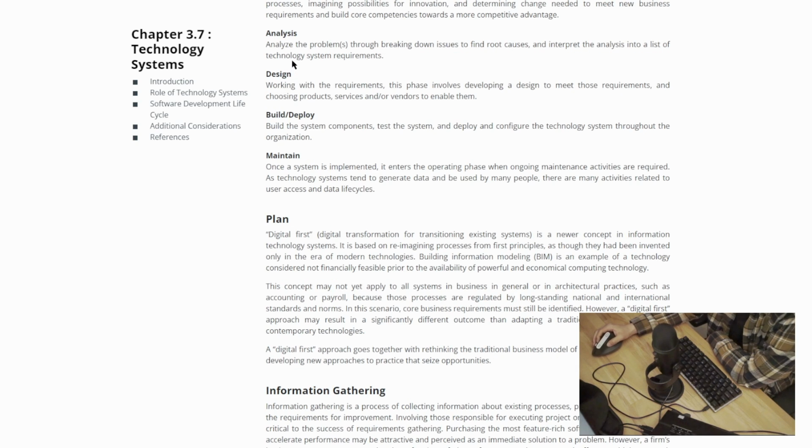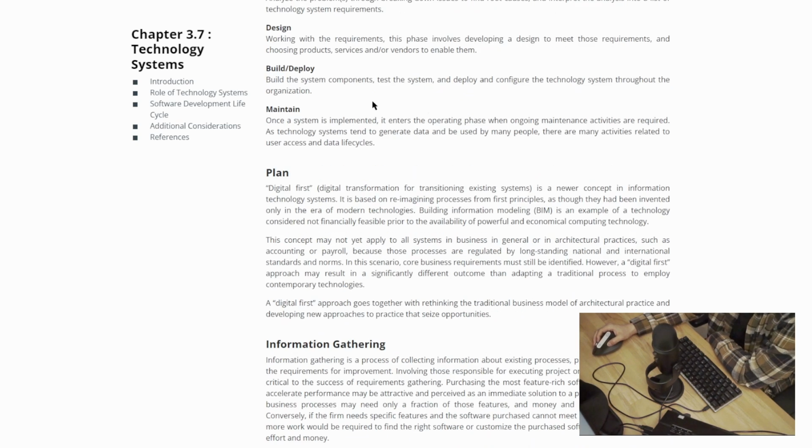Analysis. Analyze the problems through breaking down issues to find root causes and interpret the analysis into a list of technology system requirements. Design. Working with the requirements, this phase involves developing a design to meet those requirements and choosing products, services, and/or vendors to enable them.